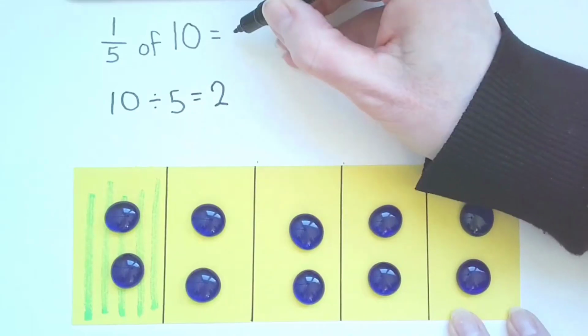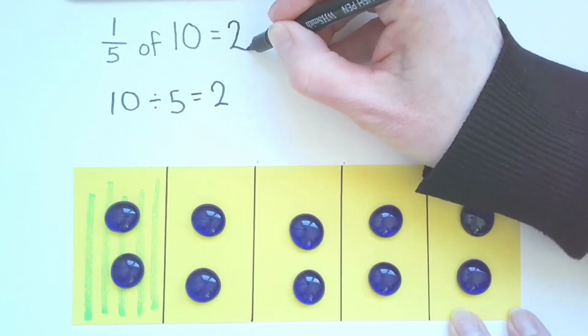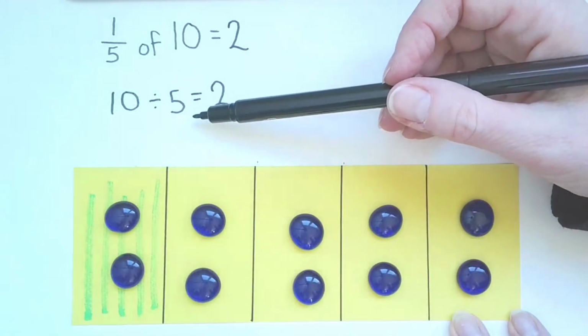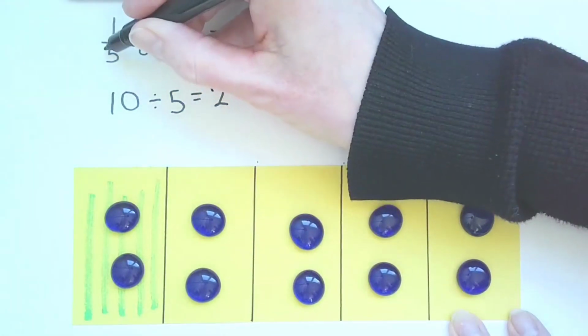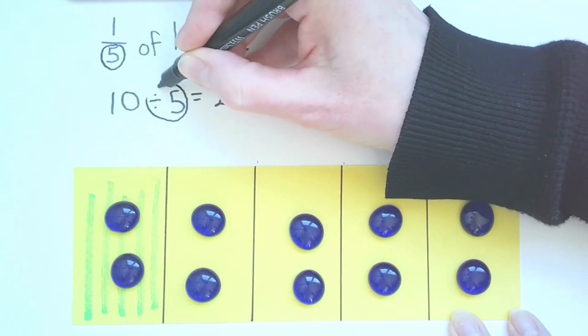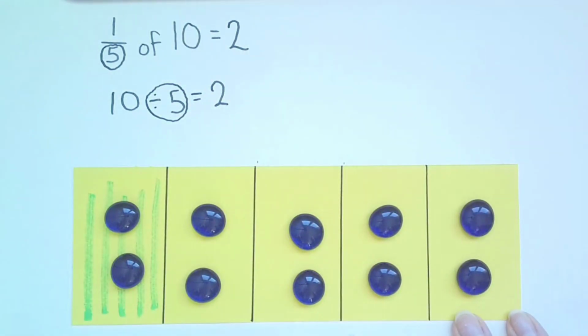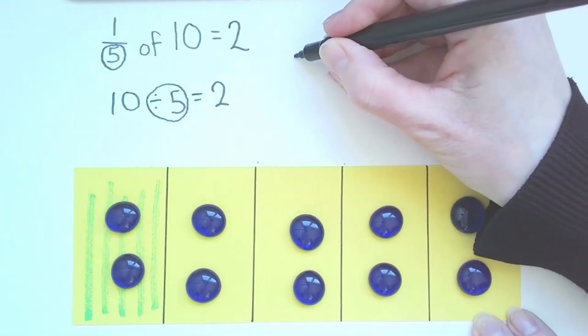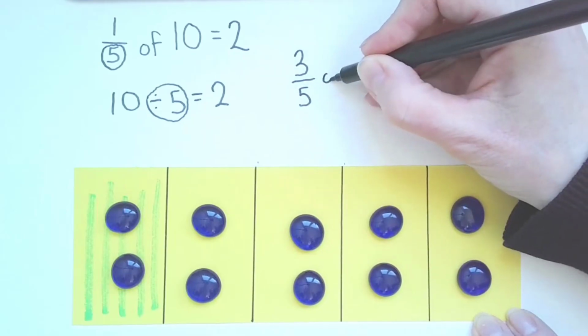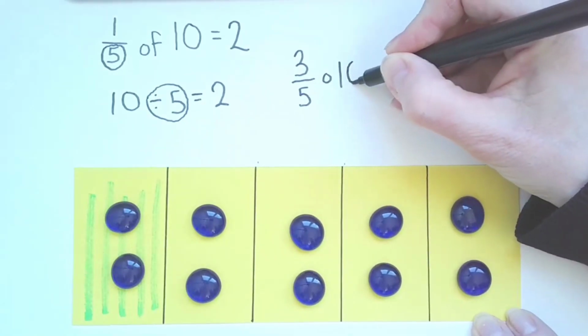So 1/5 of 10 would equal 2. So finding 1/5 is exactly the same as dividing by 5. That denominator is telling us to divide by 5. We can take this a step further though, because what if we don't just want 1/5? Let's say we want to find 3/5 of 10.